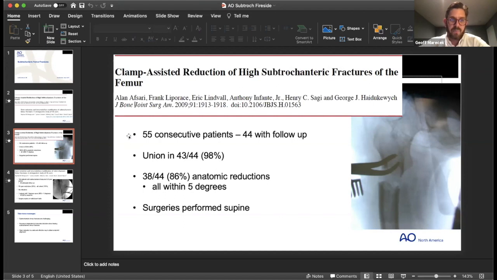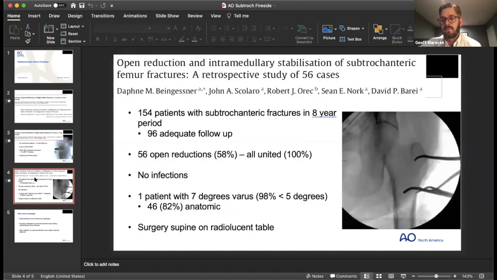And I bring this one up because a series of 44 patients that was just level 4 evidence made it to JBJS in 2009, because this was pretty revolutionary to people. There was so much discussion about don't violate the hematoma, don't open it up, you're going to disturb the healing, that I think this was kind of paradigm changing. And even just a clamp assisted reduction, this isn't even really open reduction, this is just a baby step toward open reduction, was pretty newsworthy.